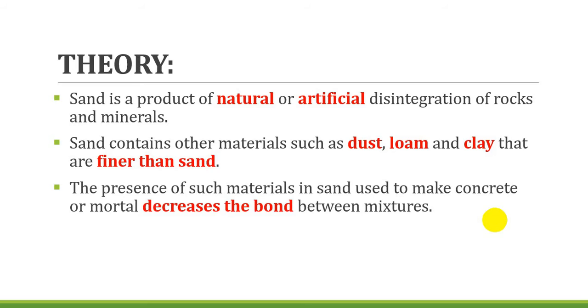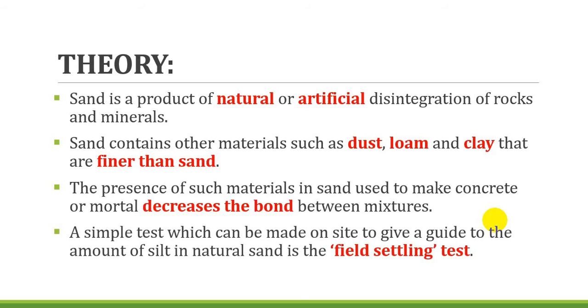In the case of concrete, the ingredients, as you know, are sand, gravel, cement and water. So it will decrease the bondage between the paste and the sand, or the aggregate. So how much silt is deposited on the sand? We will determine it by using the field settling test.